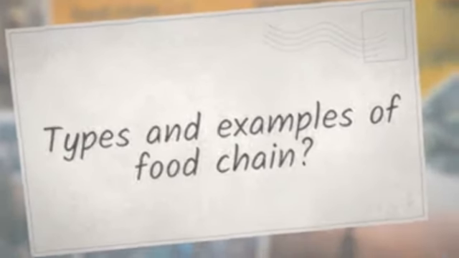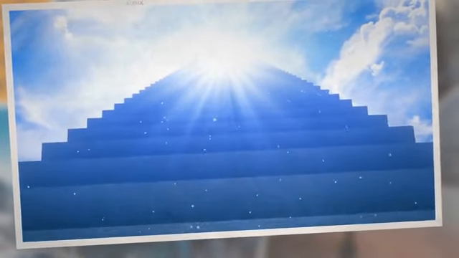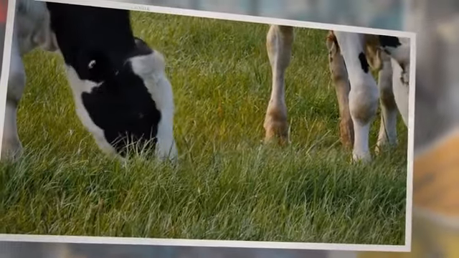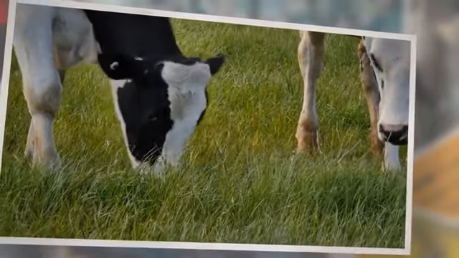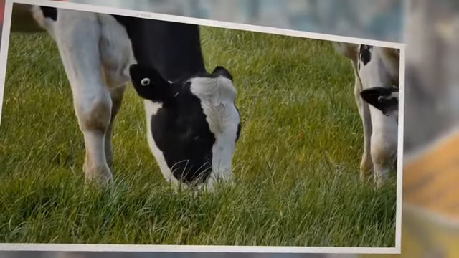Types and examples of food chain. There are two types of food chain, which are detritus and grazing food chain. If we talk about examples of food chain, then there are a lot of examples. For instance, a butterfly sucks nectar from the flower, which is then eaten by small birds, and ultimately these small birds get eaten by the fox.